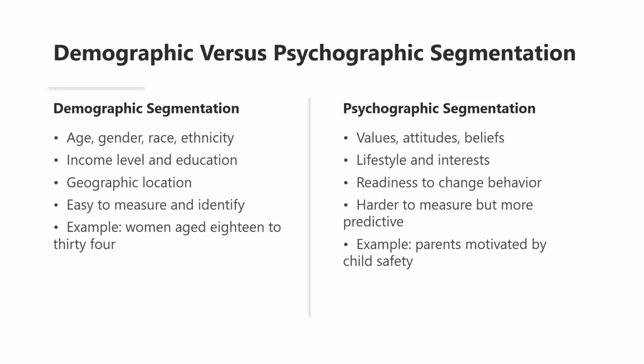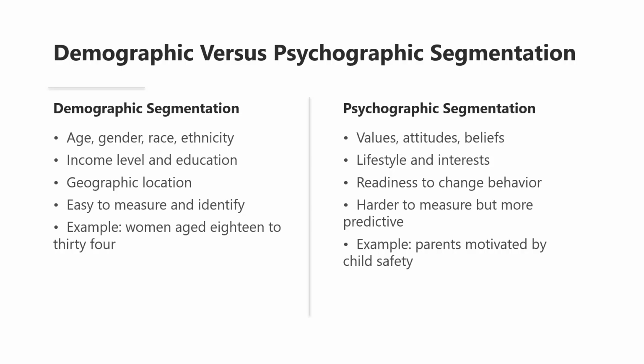For example, you might segment your audience as women aged 18 to 34, or adults with less than a high school education, or Spanish-speaking residents of a particular county. The advantage of demographic segmentation is its simplicity and accessibility. However, the limitation is that people within the same demographic group can have vastly different health beliefs, motivations, and barriers. This is where psychographic segmentation becomes so valuable.